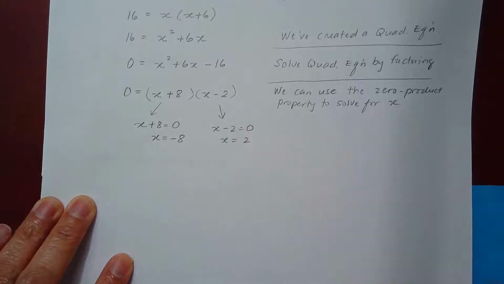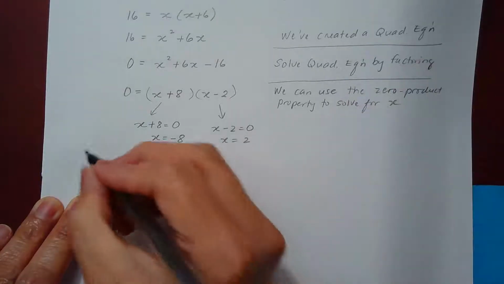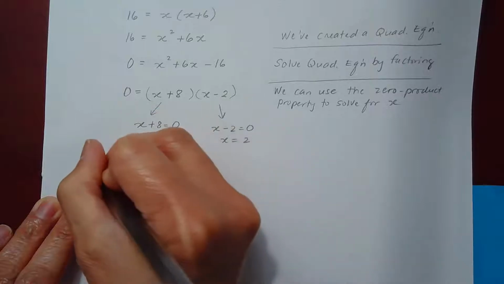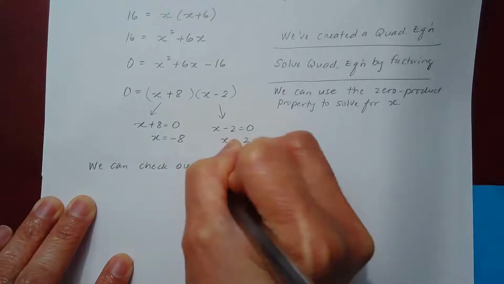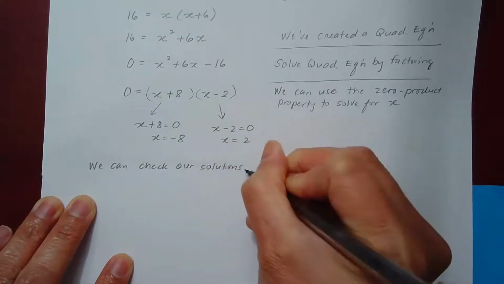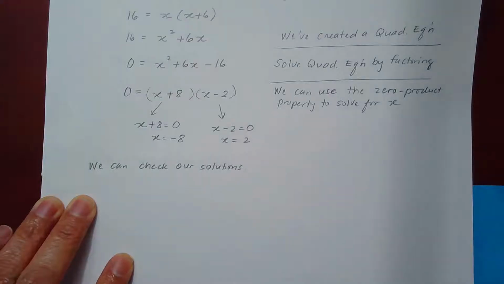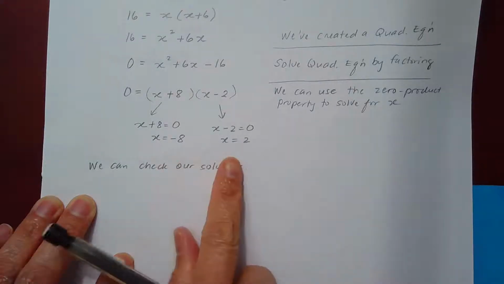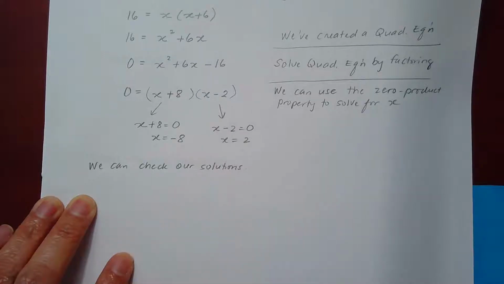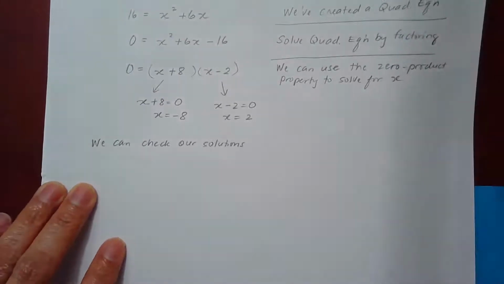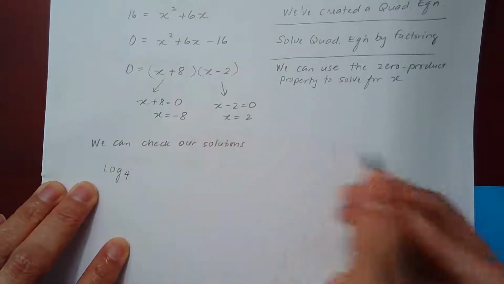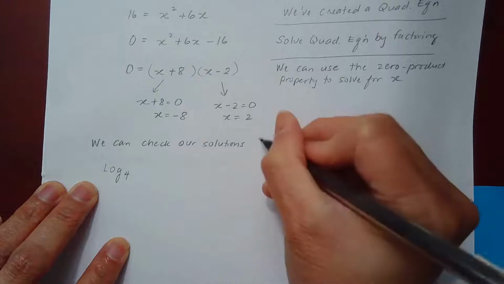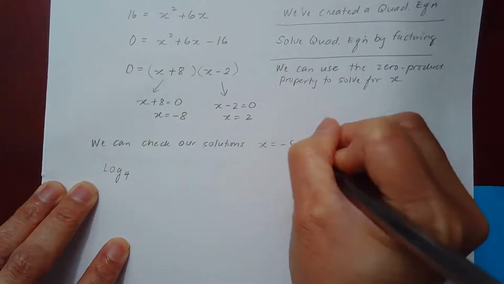Now, here's what we can do. We can check our solutions. What we're trying to find out is whether both solutions are right, or whether there is an extraneous solution. So let's take a look. Log of base 4. We're going to check x is equal to negative 8.